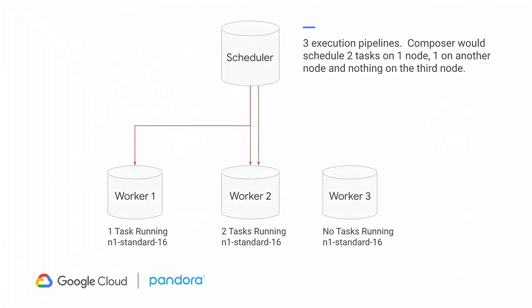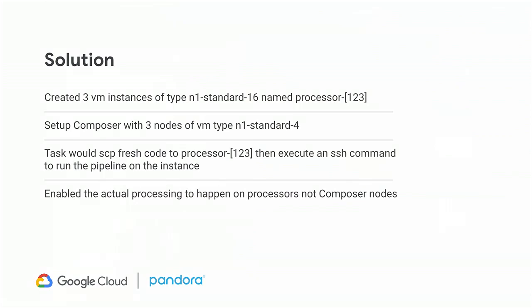So this is what it looked like when it would actually execute. You would have the scheduler executing one task on worker 1, 2 of them on worker 2, and nothing running on worker 3. The solution I used to get around this was to create 3 VM instances of the type of machine that I wanted, and I named them processor 1, 2, and 3. And then I shut those machine instances down.